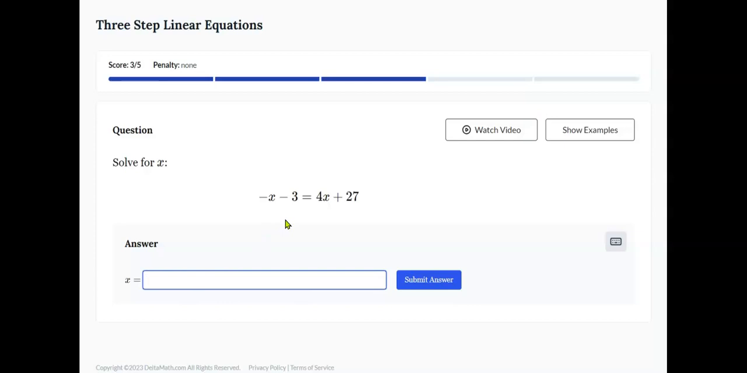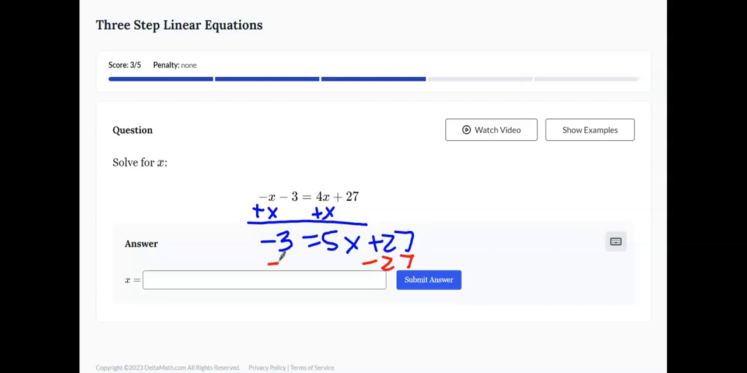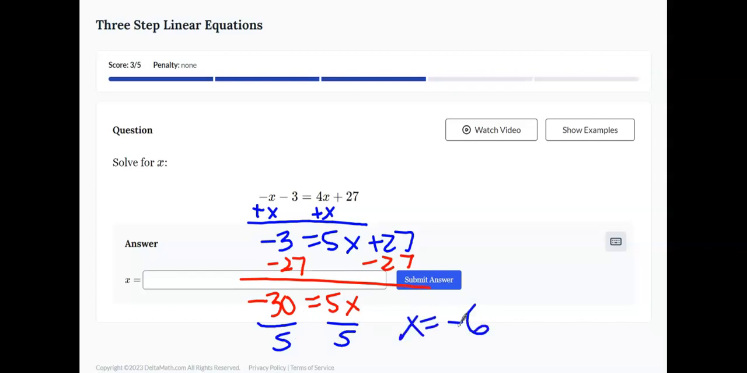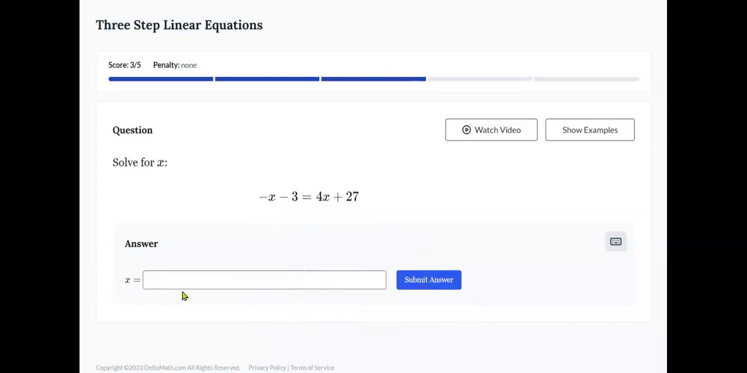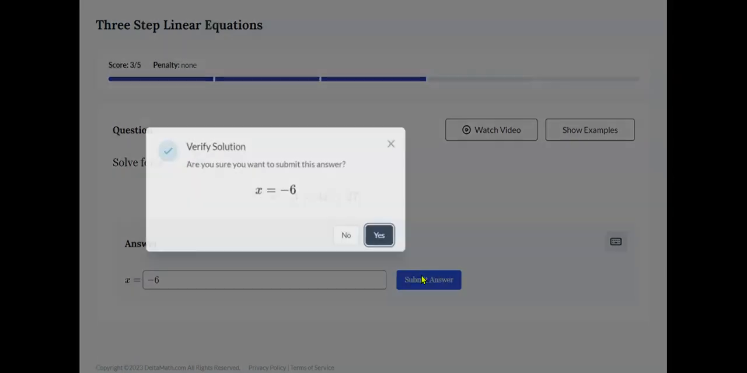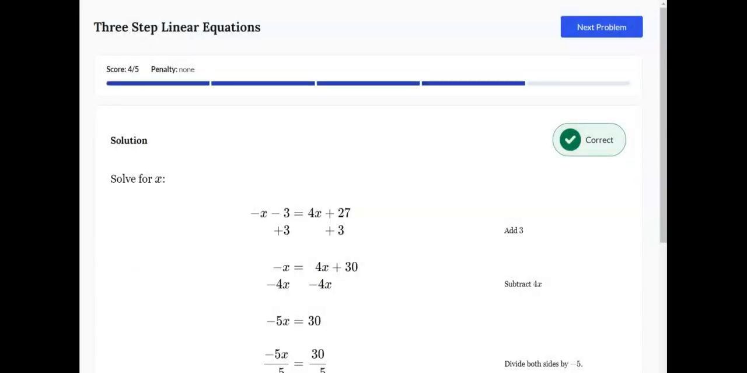And again, you need to get your variables on the same side. So I'm going to add x to both sides this time and rewrite. And then I'm going to subtract 27 from both sides and rewrite. And then I'm going to isolate my x by dividing by my coefficient. And I get my final answer, which is negative 6. Okay, let's go back to our last topic here.